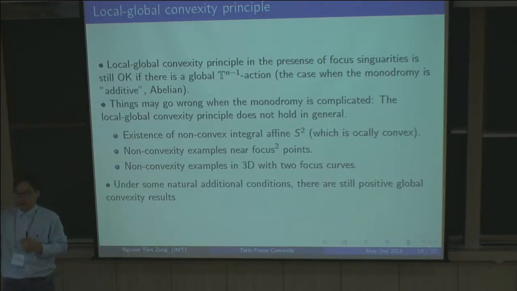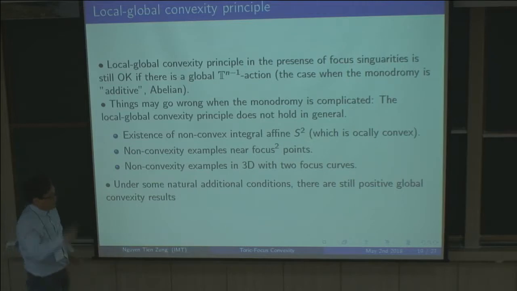I will show you a very funny example where you have a really affine black hole. So things like a black hole, the light cannot get out of the black hole, cannot get in. There is just some special case when the local-to-global convexity principle still works. So it means that we still have some positive results on global convexity under some conditions. I will show later. It is exactly because of the monodromy that things tend to work globally. It works locally but not globally.